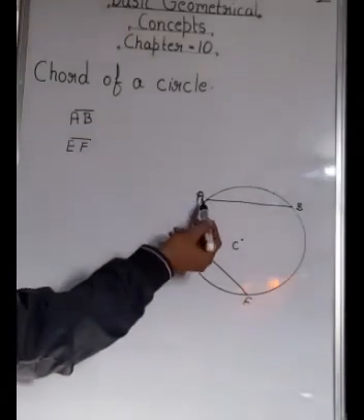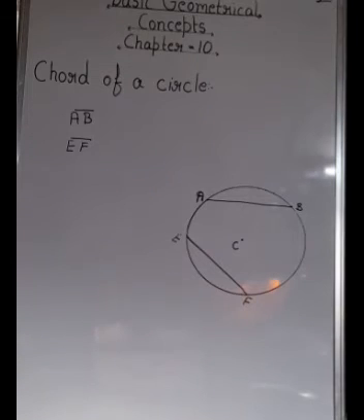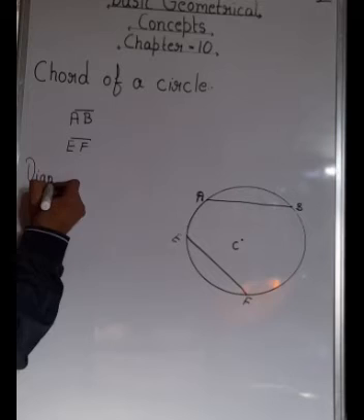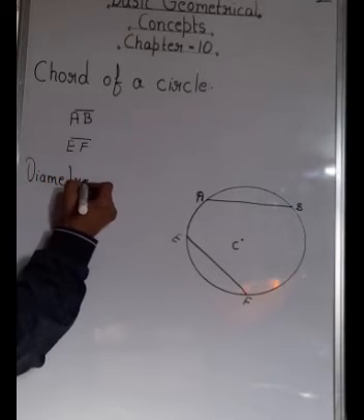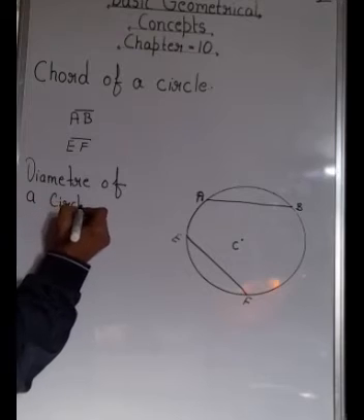So what is your chord? A line segment joining 2 points in a circle. Next we have the diameter of a circle. Now what is your diameter?